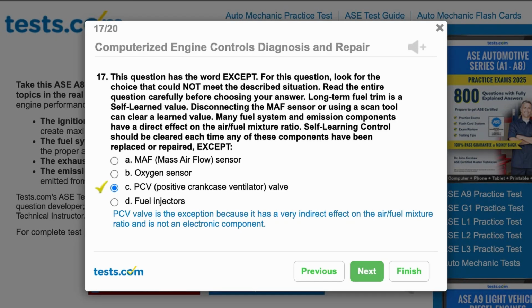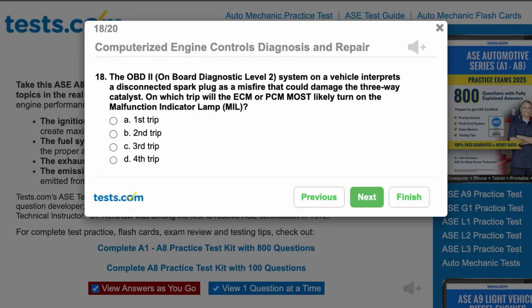C. PCV positive crankcase ventilator valve. The PCV valve is the exception because it has a very indirect effect on the air-fuel mixture ratio and is not an electronic component. Question 18.